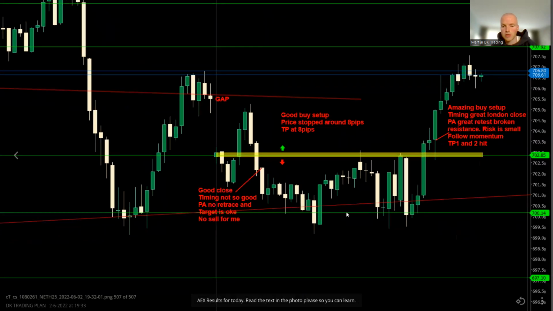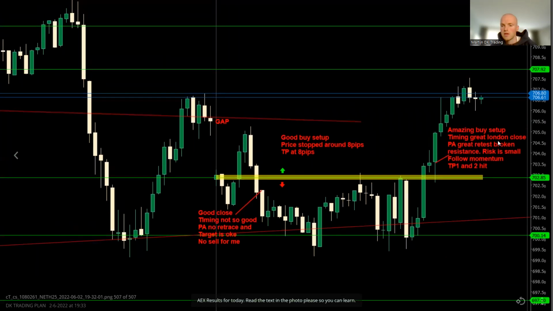So great reaction towards the trend line again, also support, right? Support, close the bar. Reaction towards the box. Didn't really trade it. Amazing buy setup. Timing is great, right? London close, price action, great retest of the broken resistance became support. Risk is small. Why is it small? Because it's way within the -15. I just follow the momentum. We just build it up, fake one, and that's why I don't really watch around that time.